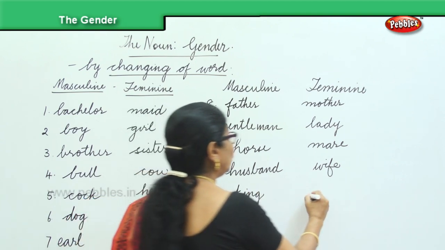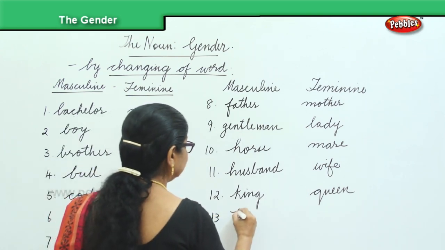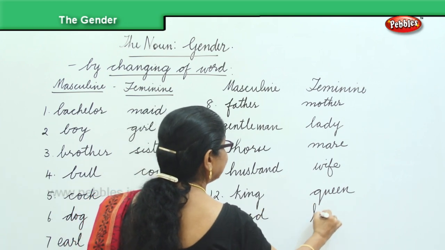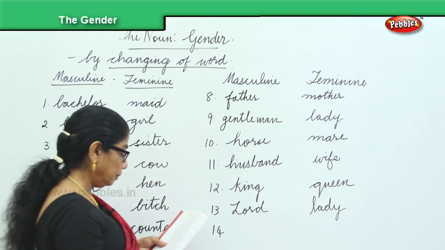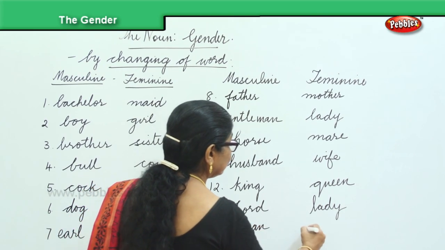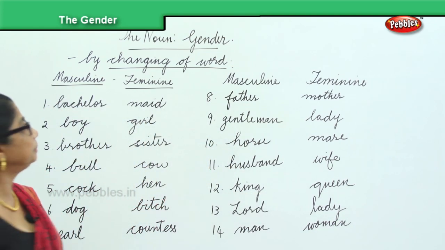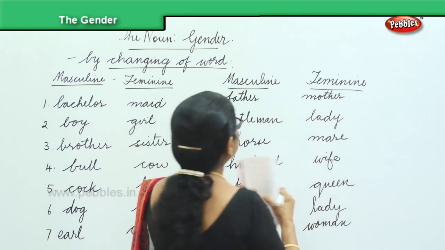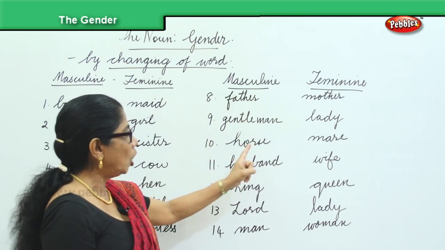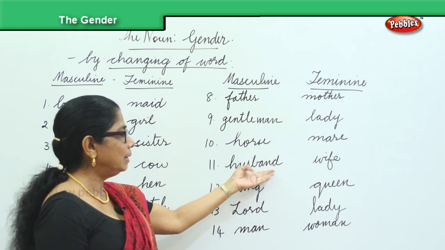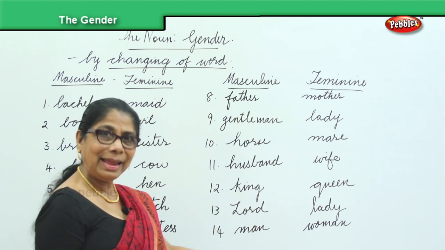King, queen. Lord, lady. And then man, woman. And I have some more for you. Now, let's look at it. Mother, father. Father, mother. Gentleman, lady. Horse, mare. Husband, wife. King, queen. Lord, lady. Man, woman. And I have some more for you.